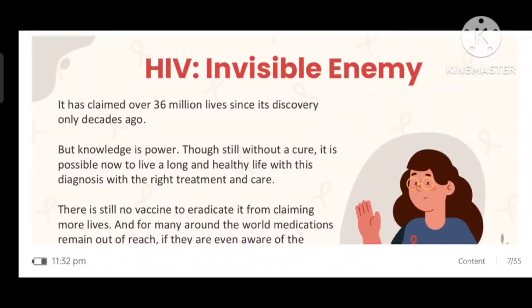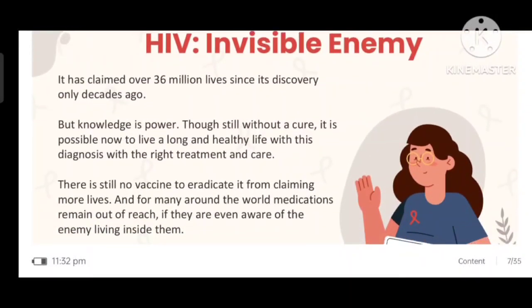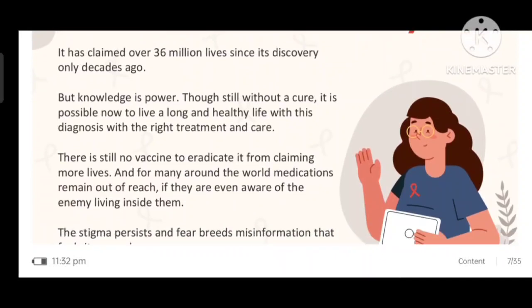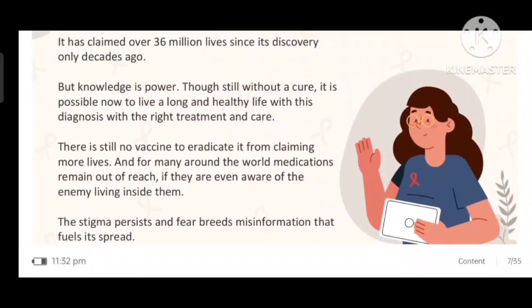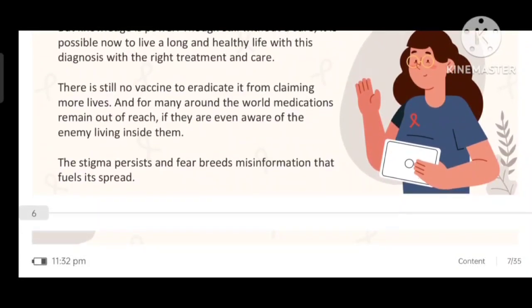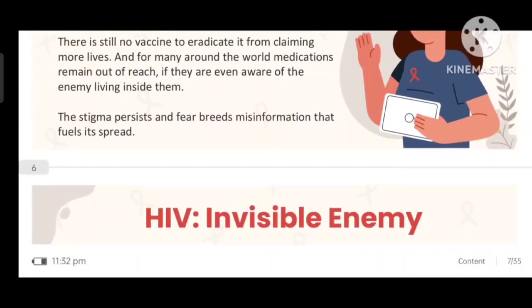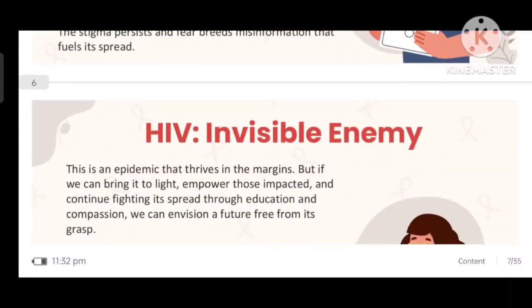But knowledge is power, though still without a cure. It is possible now to live a long and healthy life with this diagnosis with the right treatment and care. There is still no vaccine to eradicate it from claiming more lives. And for many around the world, medications remain out of reach, if they are even aware of the enemy living inside them. The stigma persists, and fear breeds misinformation that fuels its spread.